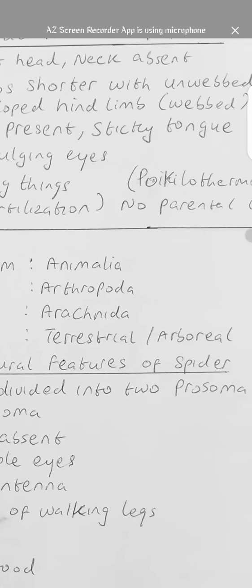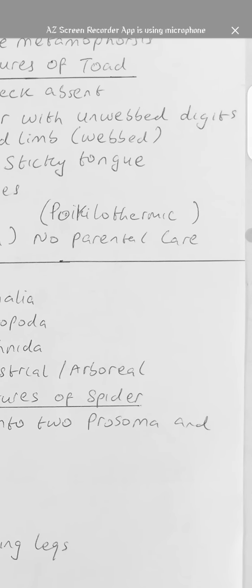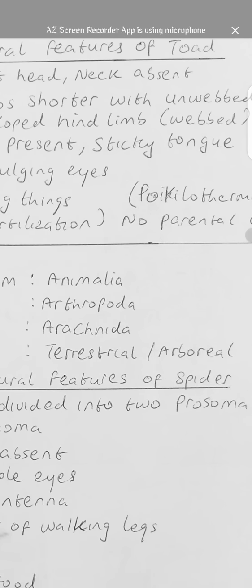And they are also poikilothermic. You know what that means? They are cold-blooded. Their temperature depends on their environment. They are not warm like us humans or mammals or aves. So they are poikilothermic, that is, they are cold-blooded. They do not have parental care.